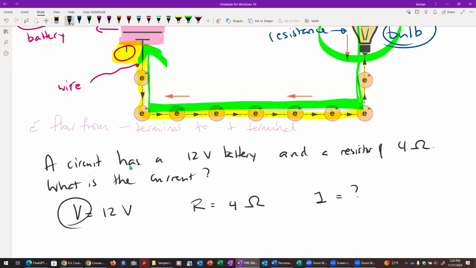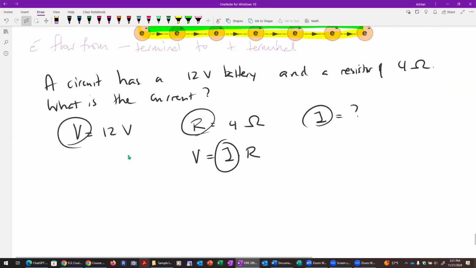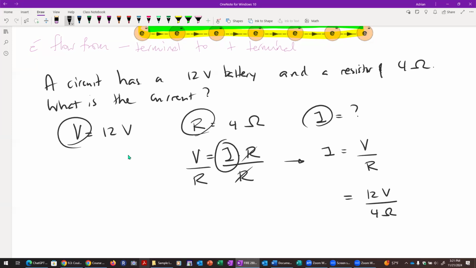So we need a relationship that connects these three. We know V equals I times R, and I need to solve this for I. I'm going to divide the right side by R to get rid of it, which means I need to divide the left side by R as well. So I end up with the current I equal to V over R, and I substitute those into my equation. V is 12 volts, and the resistance R is 4 ohms. 12 divided by 4 gives us 3 amps as the current flowing through the circuit. Fairly straightforward, but you want to make sure that you know how to rearrange the V equals IR equation.